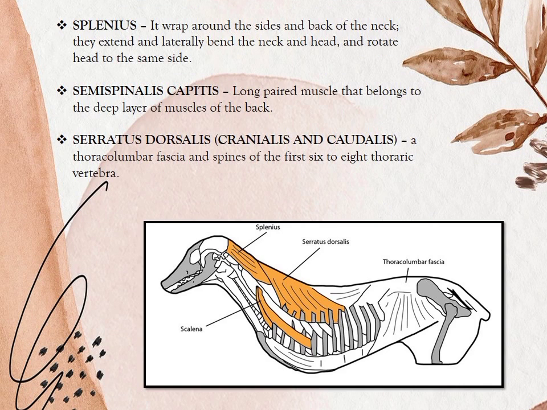So, the next is the splenius. It is around the side and back of the neck. They extend and laterally bend the neck and head and rotate the head to the same side.